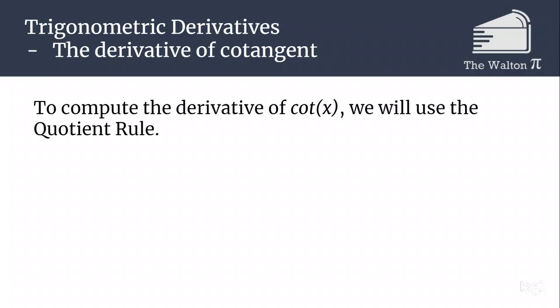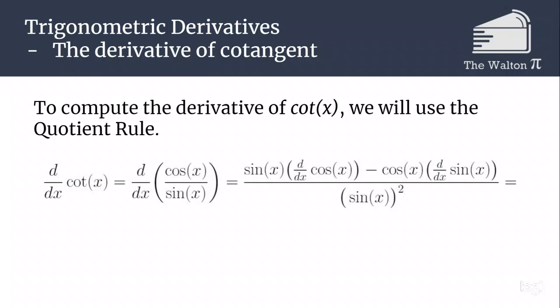To figure out the derivative of cotangent, we are also going to be using the quotient rule. So cotangent is cosine over sine, so that's going to give us sine times the derivative of cosine minus cosine times the derivative of sine all over sine squared. So low d high minus high d low, square the bottom, and off we go. We have exactly what we need to be able to figure it out.